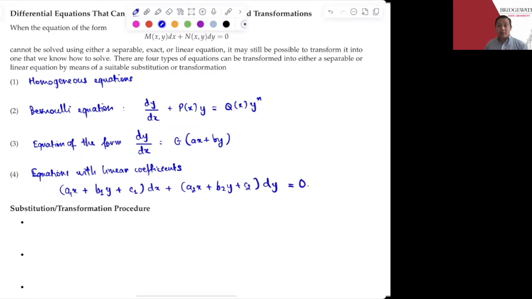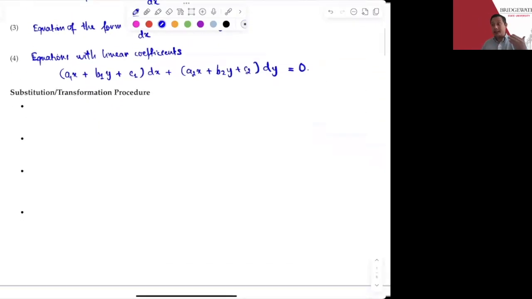Again, we're not going to go over number 3 and number 4. It's just that when you encounter this type of equation, you may want to look up the equations and learn the procedure and the solution process. So the focus for this lecture is on the homogeneous equation and the Bernoulli equations. But the general procedure is that you need to be able to identify the type of equation and determine the appropriate substitutions or transformations. Right. So the first step is to identify the type of equation.